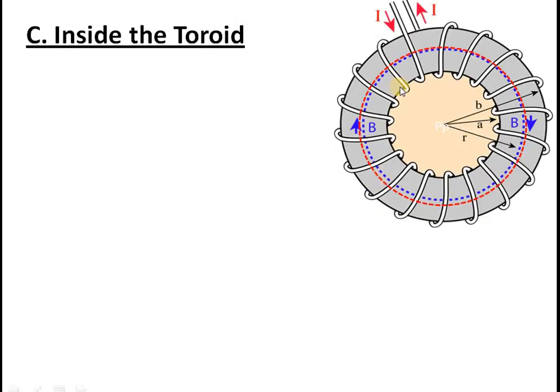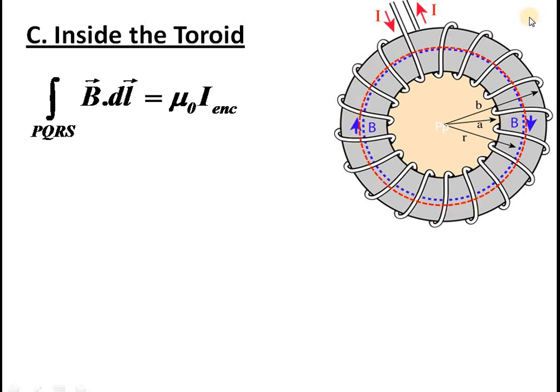Now come to the case which is inside. You consider some point inside, any point inside. Suppose you consider a point on this line, and you take the line integral of the magnetic field along this line. The procedure is the same for any point inside.